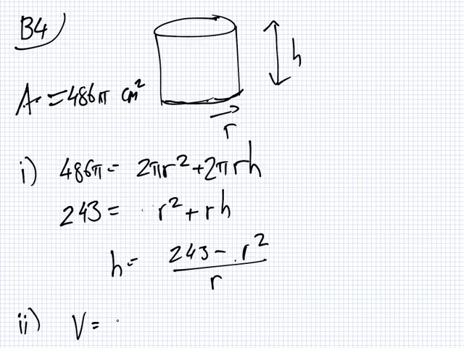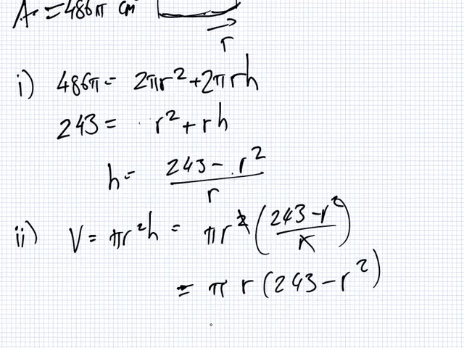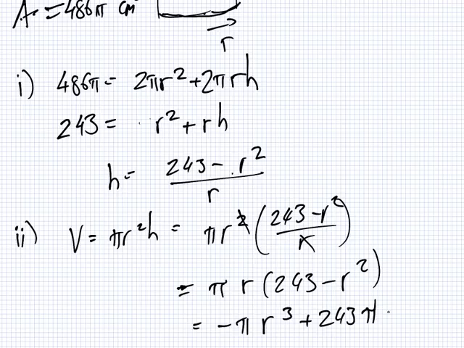V equals pi r squared h. Pi r bracket 243. Oh yeah, and I'm going to put in the h now. So what will happen here nicely is that the r's cancel. So you're left with pi r, isn't it? Yeah, because that will cancel with that. 243 minus r squared. I can make this a cubic because I can say this will be minus pi r cubed plus 243 pi r. Yeah. Okay, what's the next part now?